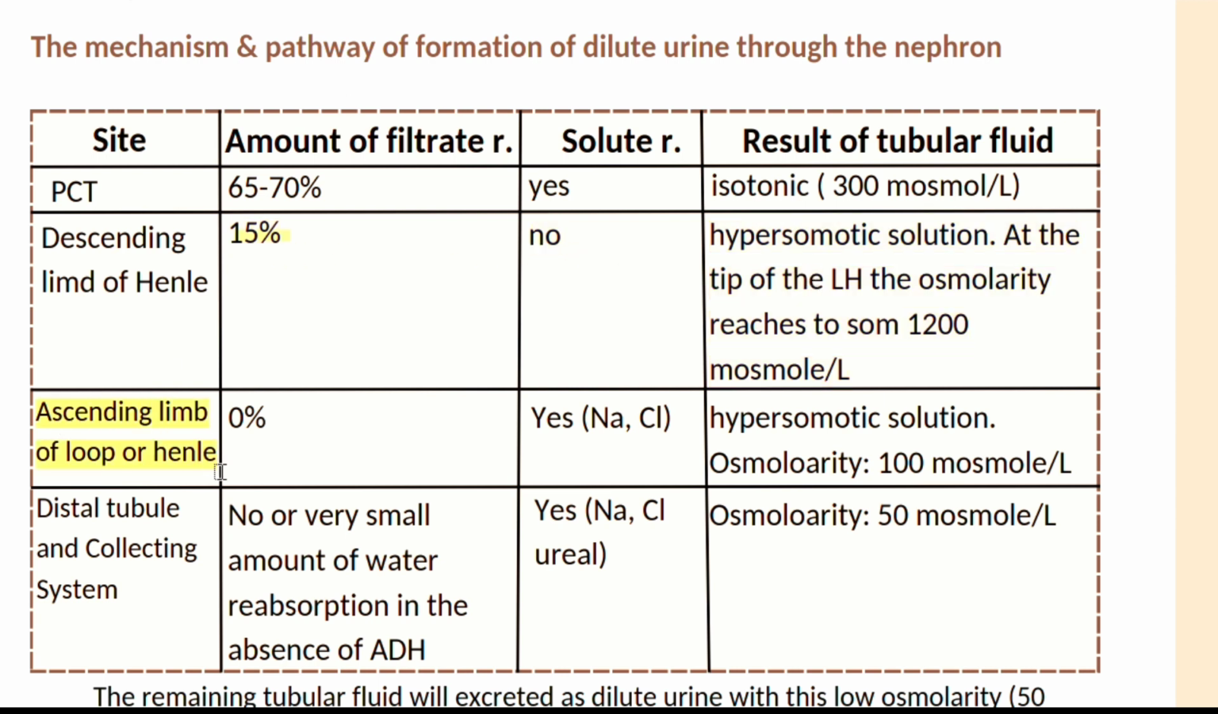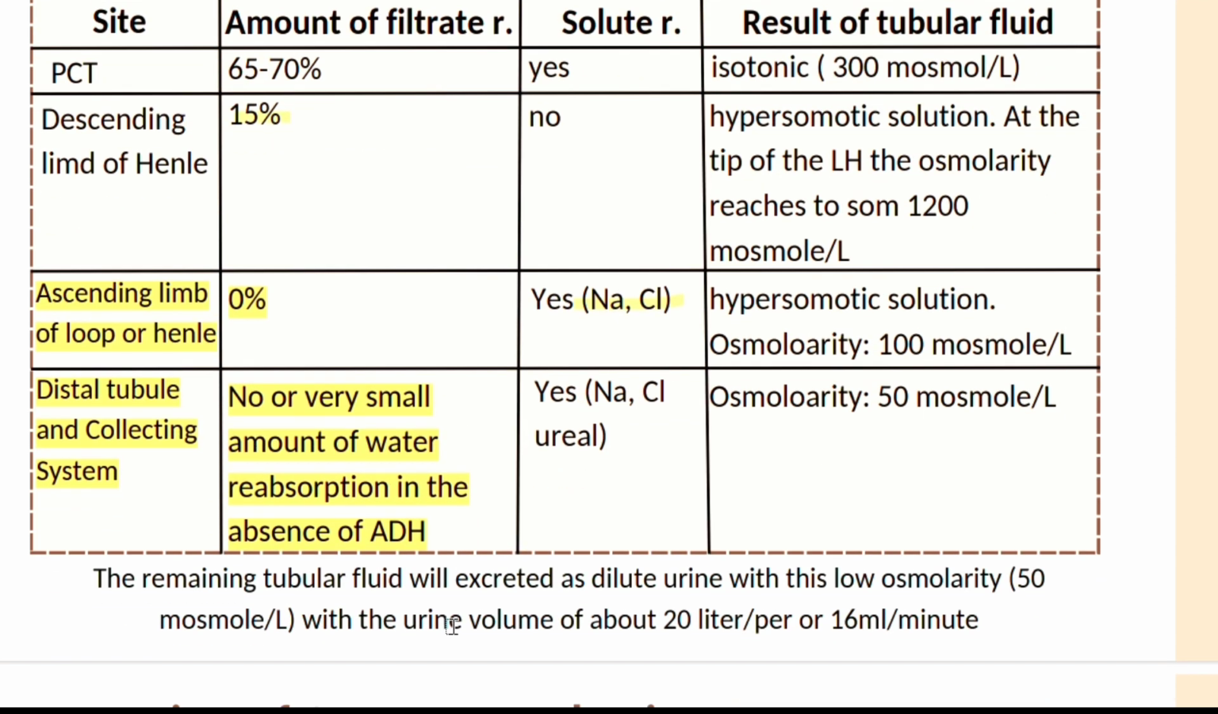Next, the ascending limb of the loop of Henle. Amount of water reabsorbed: 0%. Solute reabsorbed: yes. The result is a hypo-osmotic tubular fluid, osmolarity 100 mmol per liter. And the last, the distal tubule and collecting system. No or very small amount of water reabsorption in the absence of ADH. Solute reabsorbed: yes. Result: tubular fluid osmolarity of 50 mmol per liter.